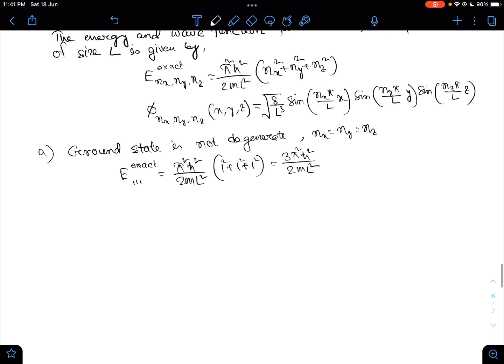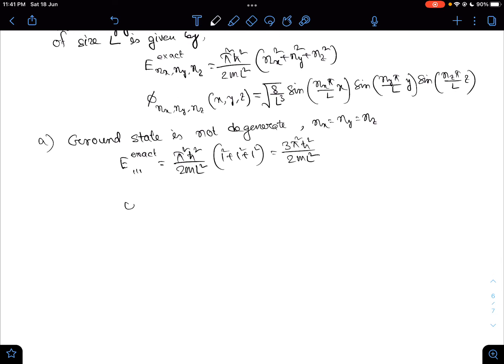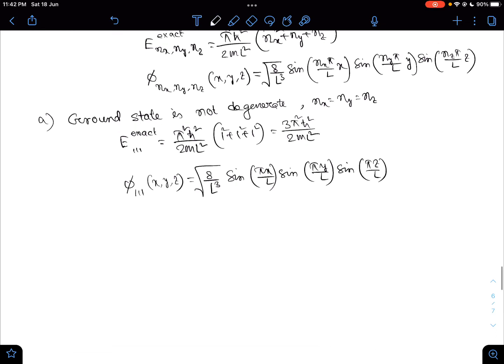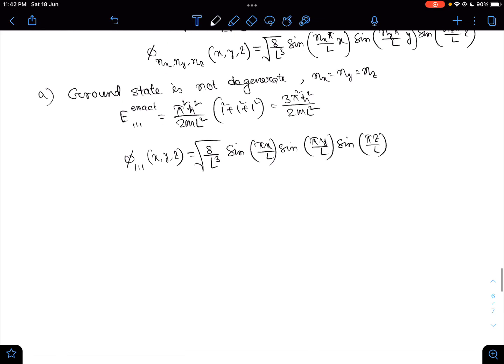And what will be the corresponding wave function? Our wave function will be phi 111 of x, y, z. So this is root of 8 by L cubed, sine pi x by L, sine pi y by L, sine pi z by L. So this is our corresponding wave function.